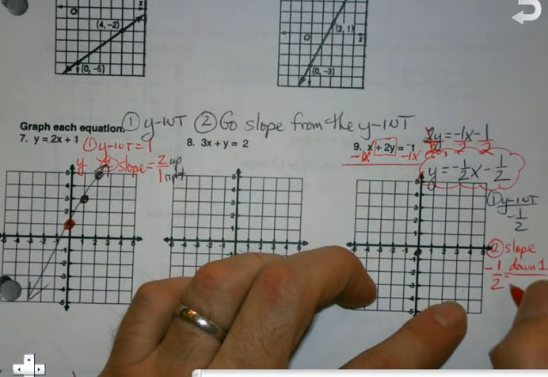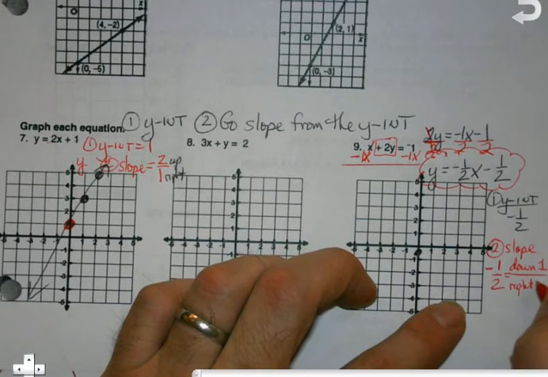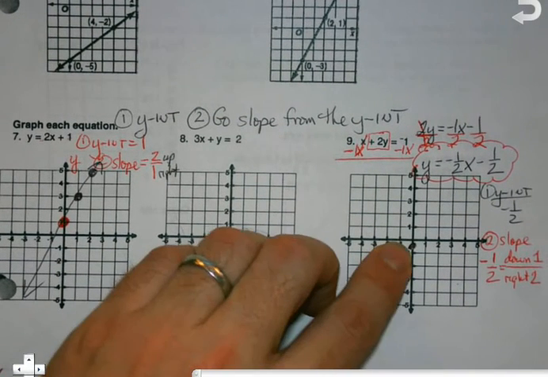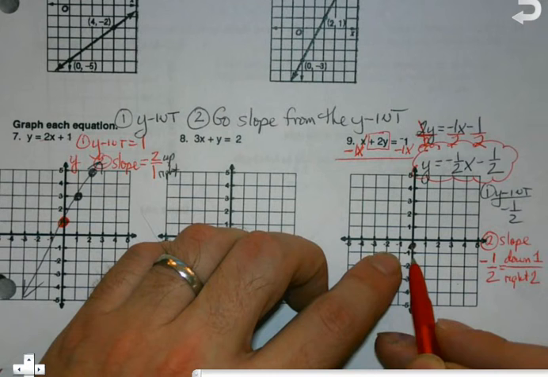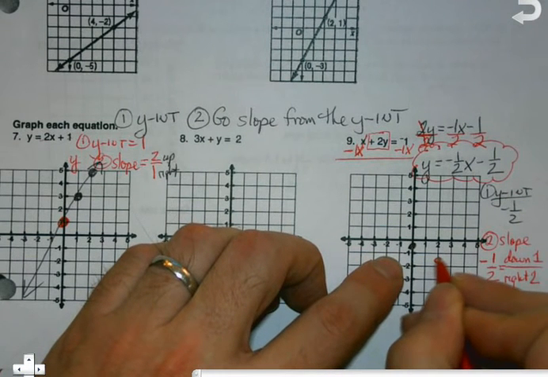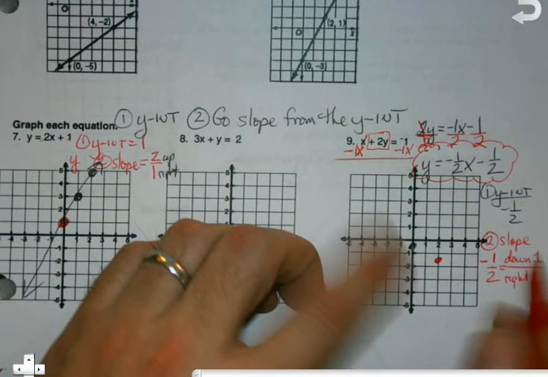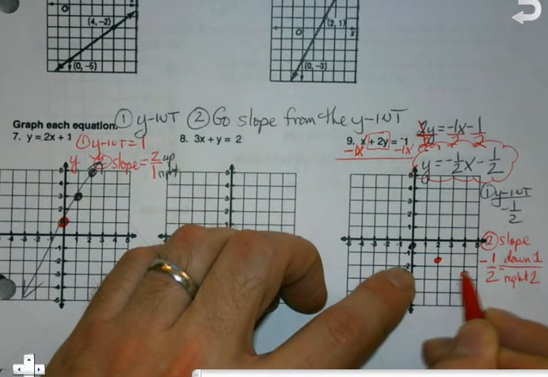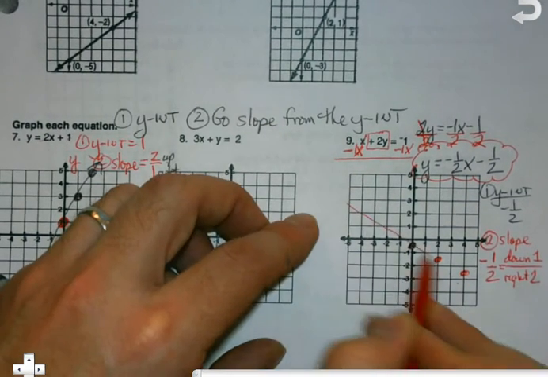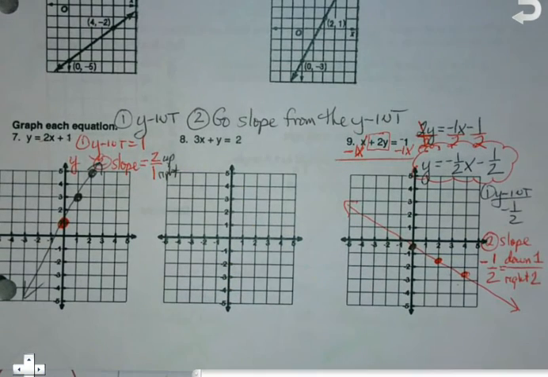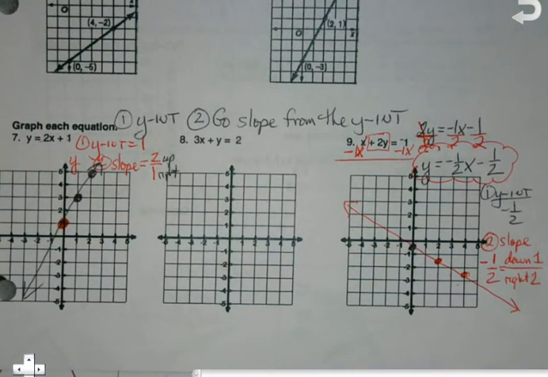To the right. Okay. So from that first point that I made, don't start over at the beginning. That first point, I'm going to go down 1 and right 2. And then if I wanted to make another one, I could. Down 1, right 2. Draw my line through that. Okay.